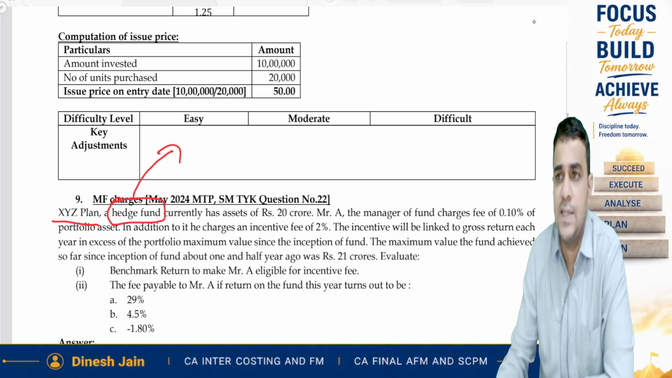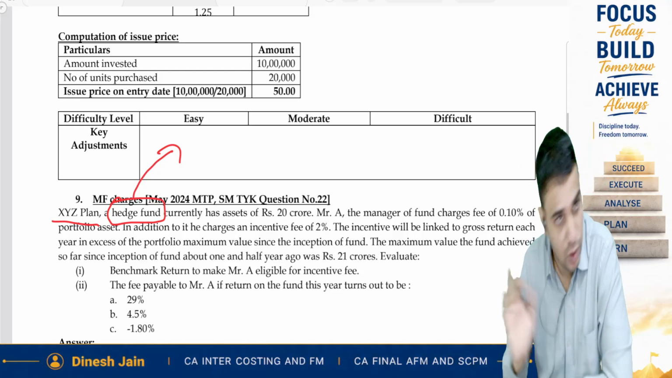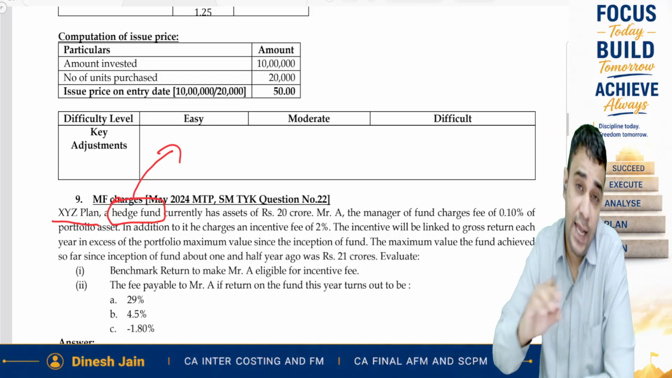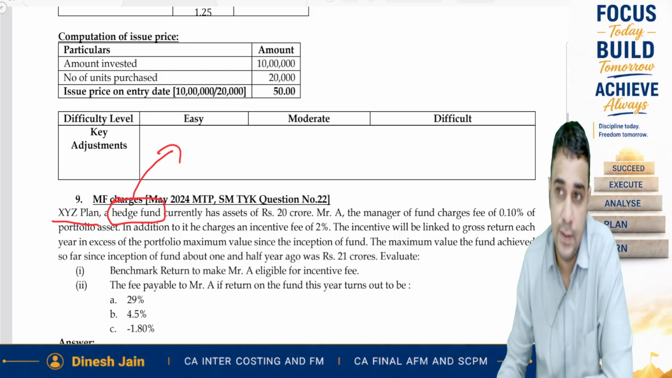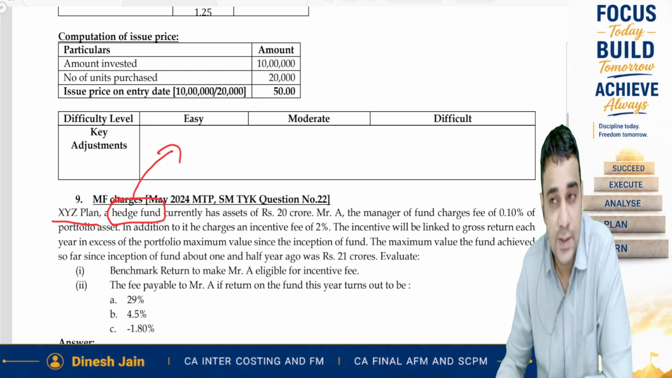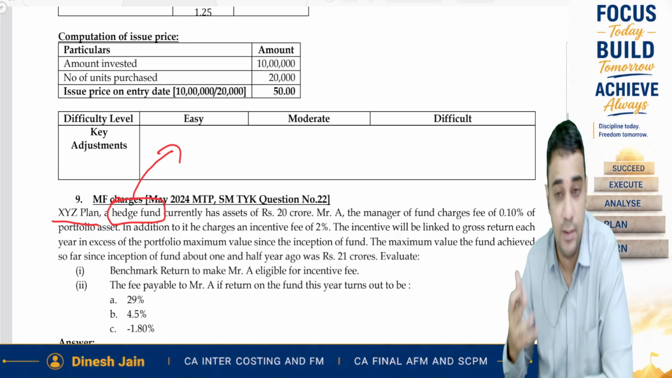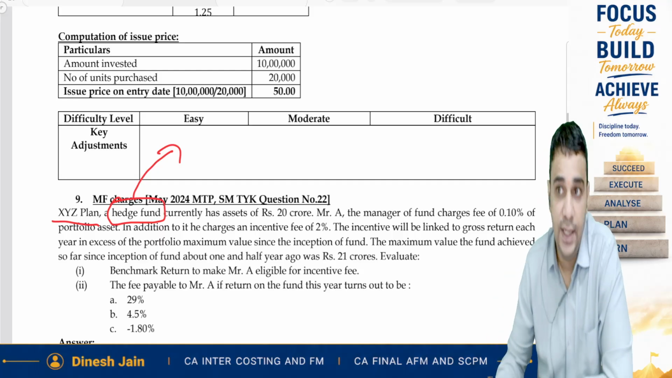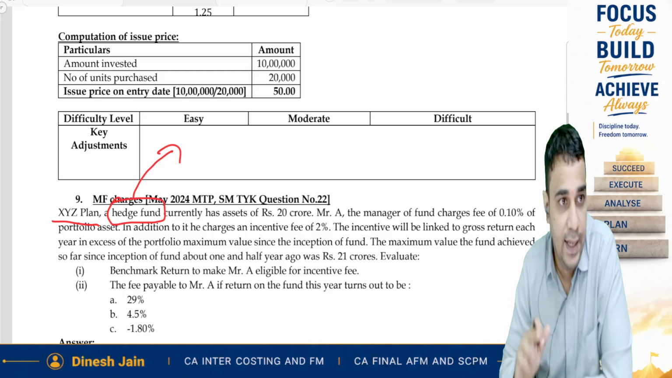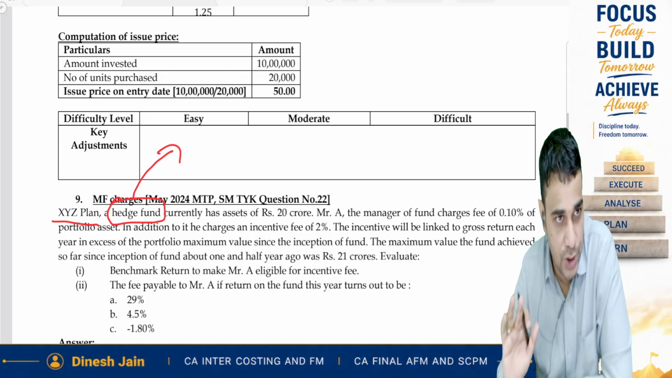XYZ plan, a hedge fund. A hedge fund is a specialized type of fund, not a mutual fund, which takes an extreme amount of risk. It will invest in cryptos. It will invest in some loss making companies. It will invest in companies which are on the verge of insolvency. So it is allowed to take an extreme amount of risk. The meaning is that it can take lots and lots of risk as it wishes to.